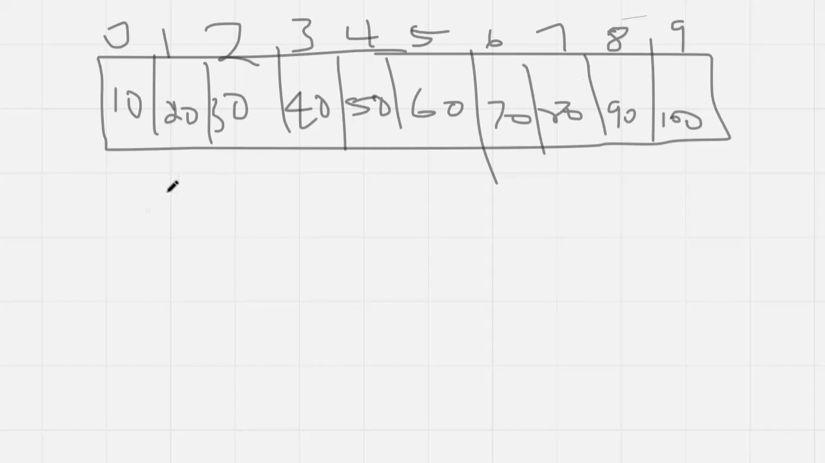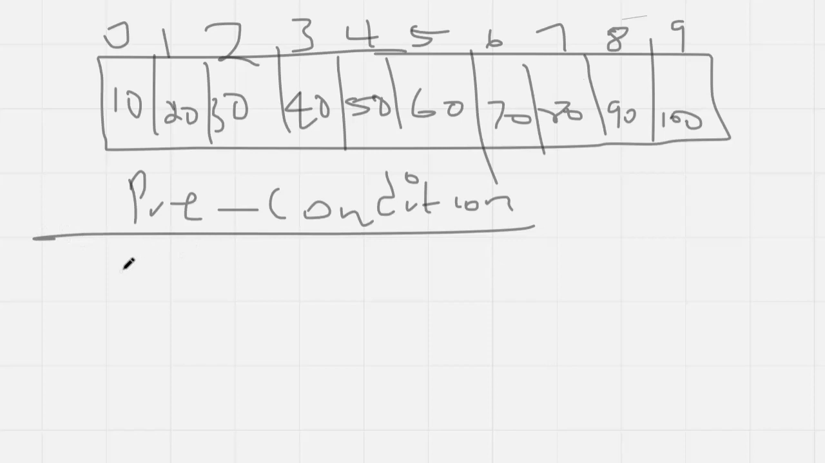So for us to be able to use this binary search algorithm, there's a precondition. And the precondition is that the array must be sorted. If the array is not sorted, then you make it a point that you sort it first before you apply the binary search algorithm. It cannot work if the array that we're dealing with is not sorted. So those are the preconditions. For us to be able to use the array, it must first be sorted.